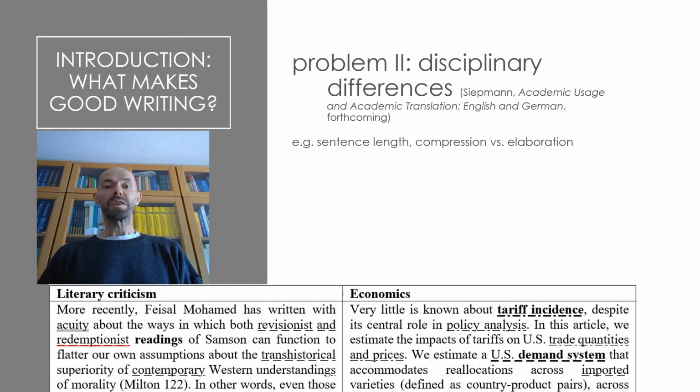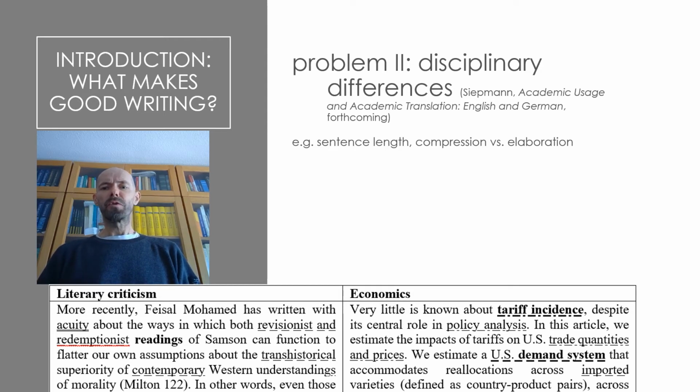The second problem facing the academic writer is disciplinary differences. So in literary criticism, we don't write in the same way as in economics. That's something we also need to address at some point, but we're not going to address it right away.